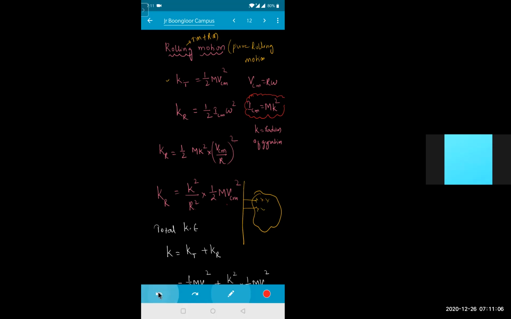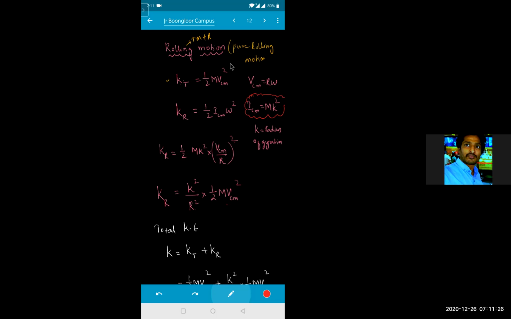For a rigid body, instead of writing R1, R2, R3, I remove all those R's and represent them by one common distance. That common distance is represented by the letter K. That K is called the radius of gyration. I told you this, you remember, right?